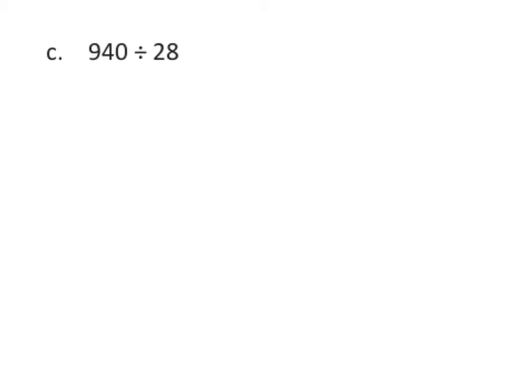First, we're going to round our 28 to the nearest 10, and that would be 30. Now, we're only going to look at this part of the problem right now. And the 9's no good because 9 hundreds, there's no 30s in 9 hundreds. So we're now going to look at 94 tens. What's really close to 94 tens that's divisible by 30? The answer is 90 tens. And 90 tens divided by 30 is 3 tens.